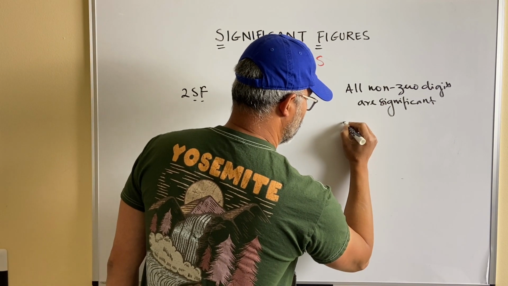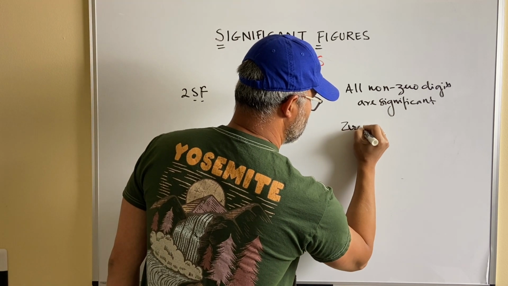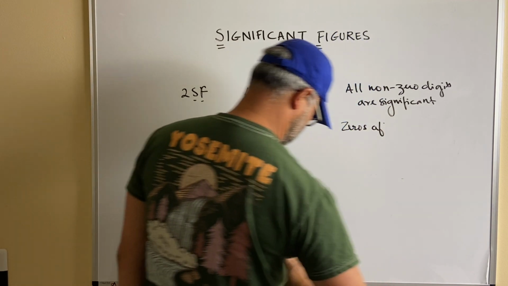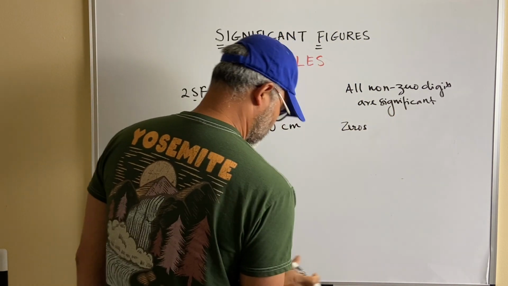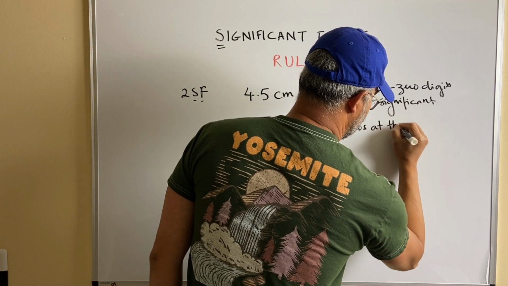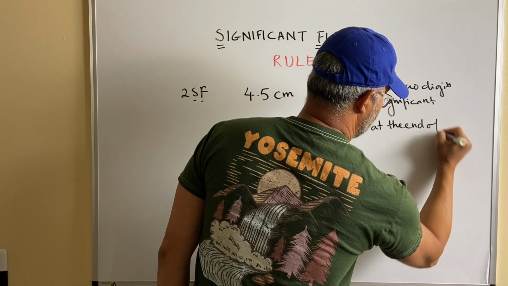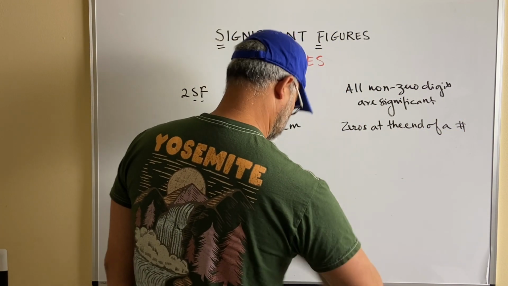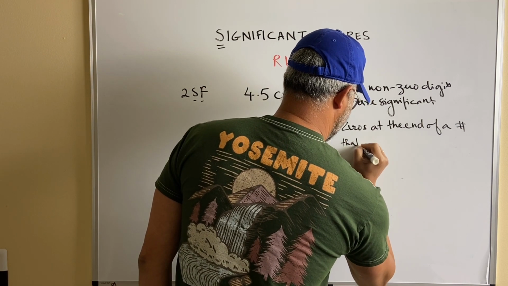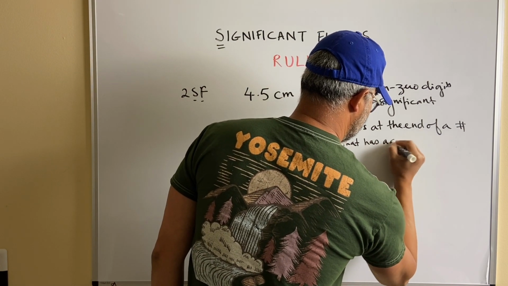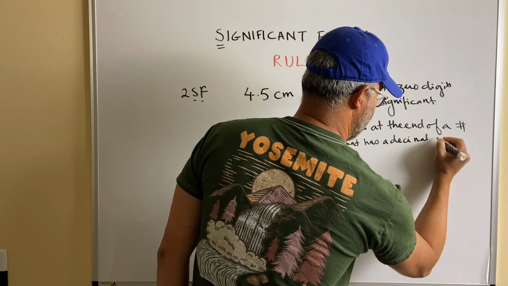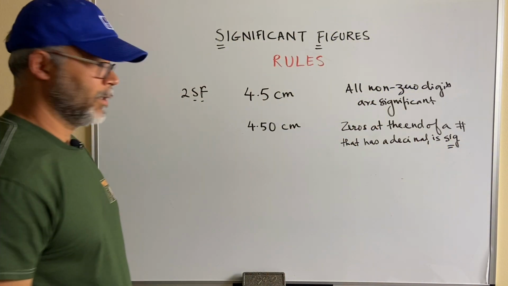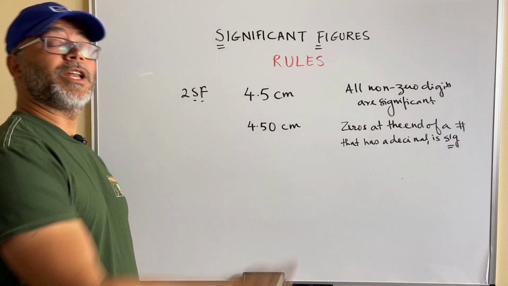So we're going to say zeros at the end of a number, and the number has a decimal, are significant. Okay. So now let's take a 0 and put it in front of the number.